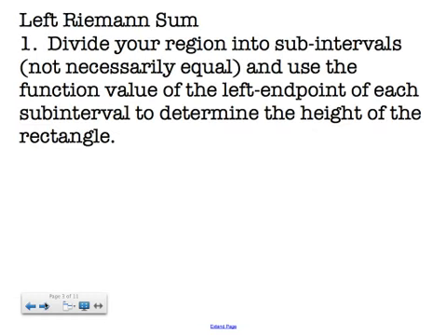So, there's going to be 4 that we talk about today. And I'm not going to read every one of them word for word. You should pause the video and make sure you understand what's being done in each one. But I'll read the first one for you. We're going to do a left Riemann sum first. What do we do to do a left Riemann sum? We divide our region into subintervals. They don't have to be equal, but today in this video they will be. And use the function value of the left endpoint of each subinterval to determine the height of a rectangle. So that'll become obvious as we start to go through this, what's actually happening here.